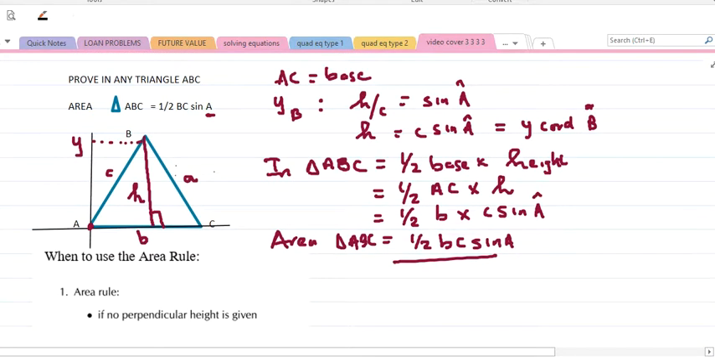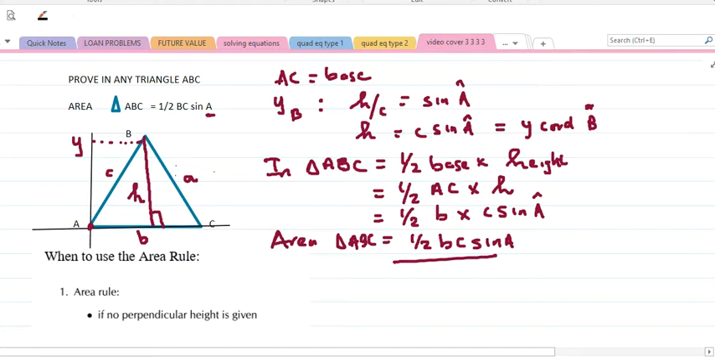So we have proven that the area of any triangle ABC can be found as half BC sine A, the two sides times the sine of the angle between. Now this is very useful to use in non-right angle triangles and when we are not given the height of the triangle. We can apply this trig formula to determine the area.